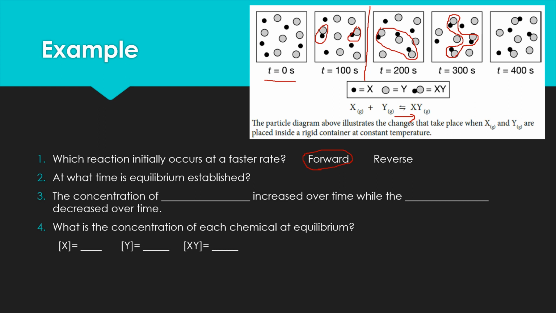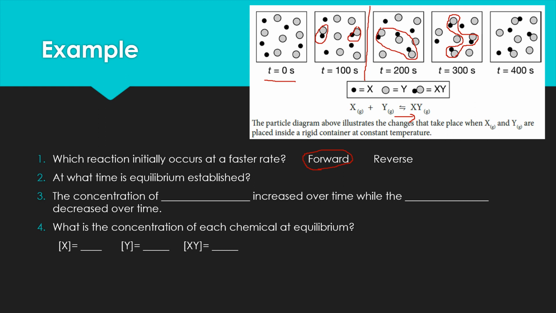Okay, so the concentration of blank increased over time while the blank decreased over time. The concentration of XY, or our products, increased over time while the reactants decreased over time. As we used up X and Y to make our product, those decreased, and the combination of them, the compound XY, increased over time.